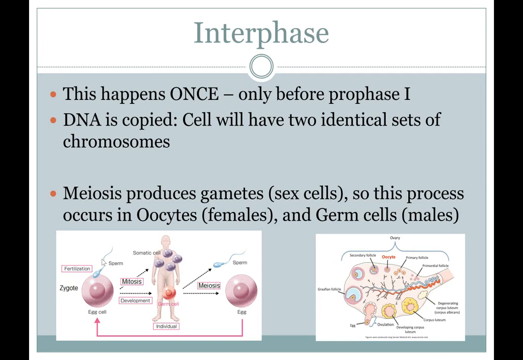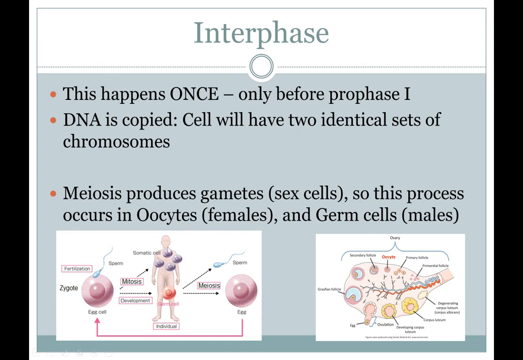Now, this process starts with interphase. We talked about interphase in mitosis. It's where a cell spends about 90% of its life. More importantly, this is the phase where DNA is copied. So, interphase in meiosis happens one time. There is no interphase one, interphase two. It's just interphase, happens once before prophase one. DNA is copied, which will give the cell two identical sets of chromosomes.